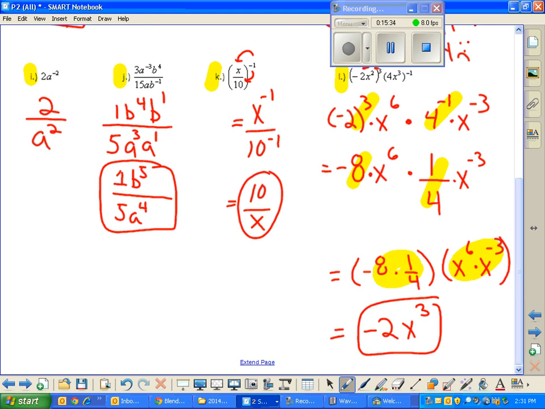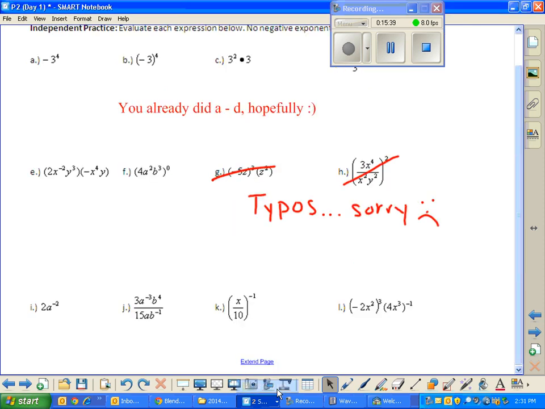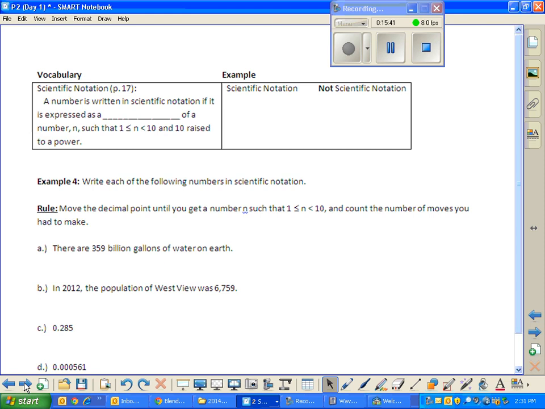Okay, last thing we have to talk about today would be scientific notation. And scientific notation is defined as follows: a number is written in scientific notation if it is expressed as a product of a number n such that that number is between 1 and 10, not including 10, and 10 raised to a power. So my favorite example of this would be, let's talk about the number 62,000. There's a way you could write that in scientific notation, and then there's a way you could mess it up.